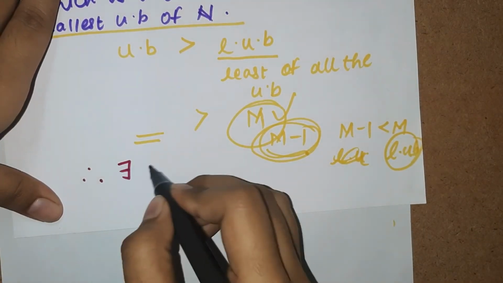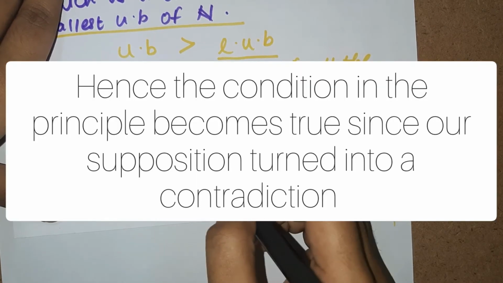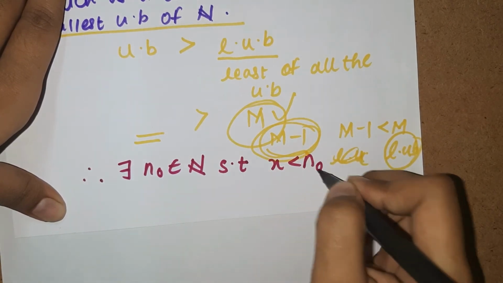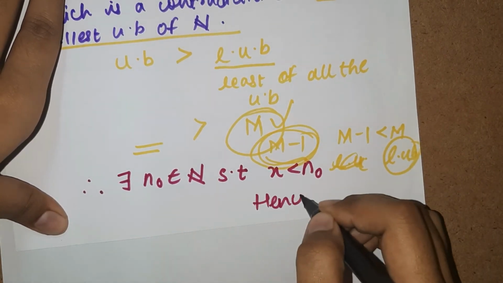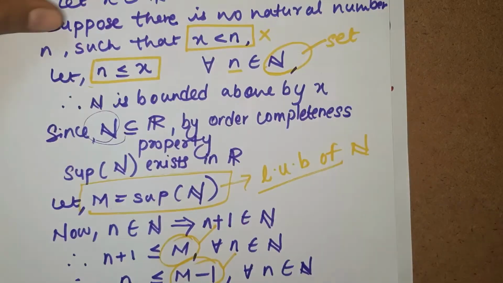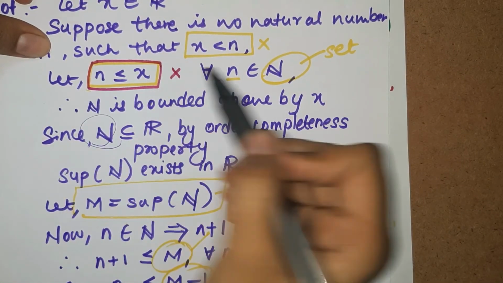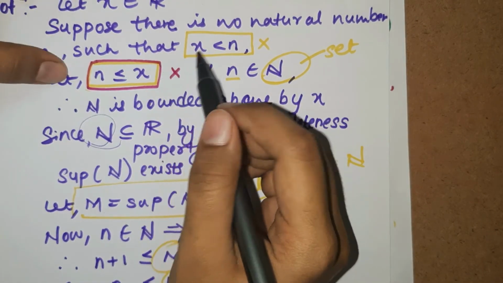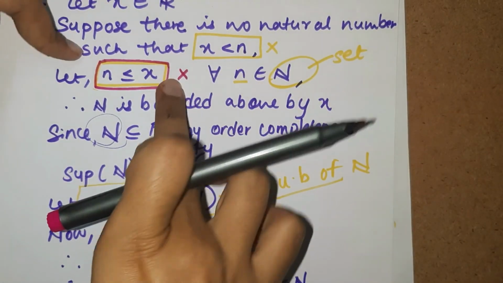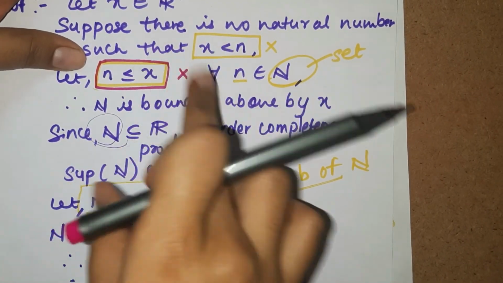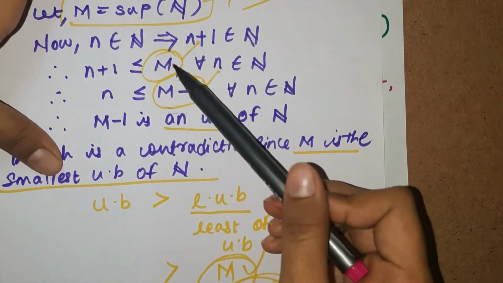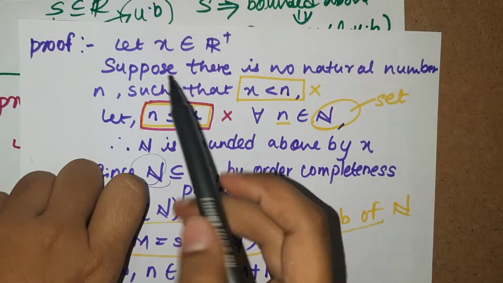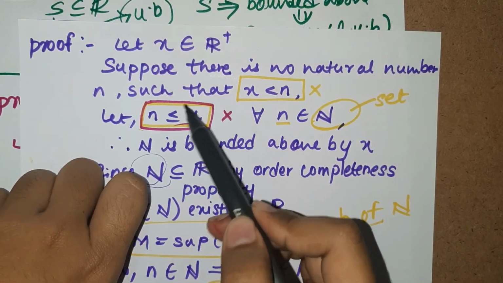Therefore, there exists n naught which belongs to the natural numbers such that x is less than n naught. Okay. This supposition of ours is wrong. This is by contradiction. This is what we supposed: n is less than or equal to x, but it proved to be wrong because here we are getting a contradiction. Here we are getting something wrong. Therefore, this is a wrong condition to be solved.